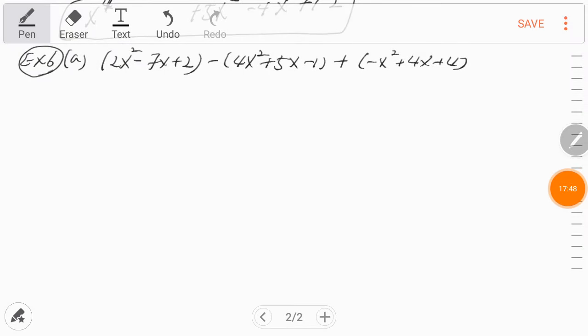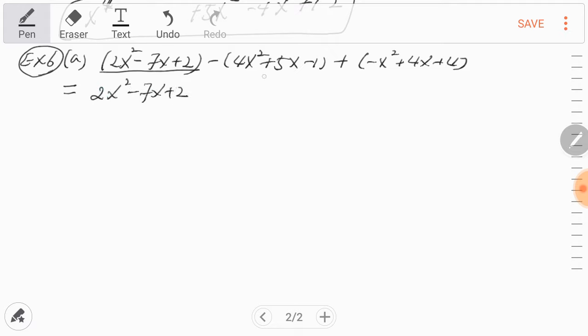Okay, in this example, this one has addition and subtraction together. So there are three polynomials added or subtracted together. So how can we simplify this? Okay, first of all, get rid of the parentheses and then combine the like terms. So the first polynomial, we can just remove the parentheses.